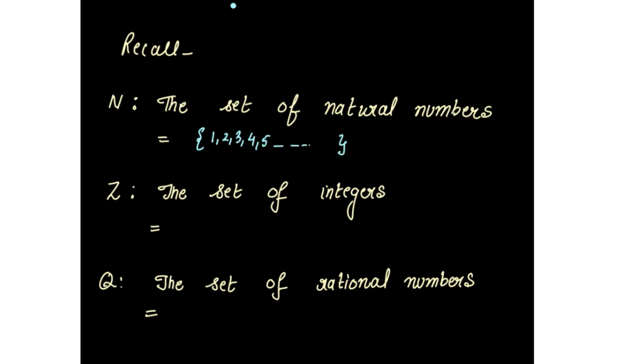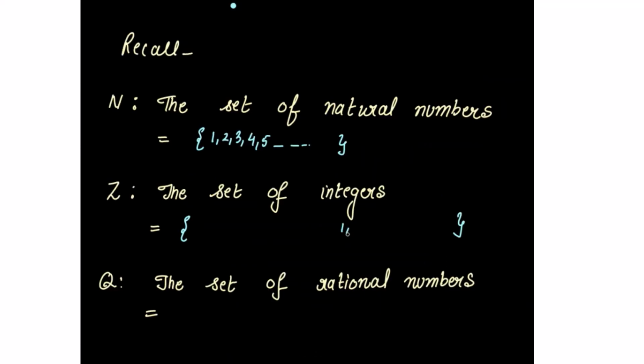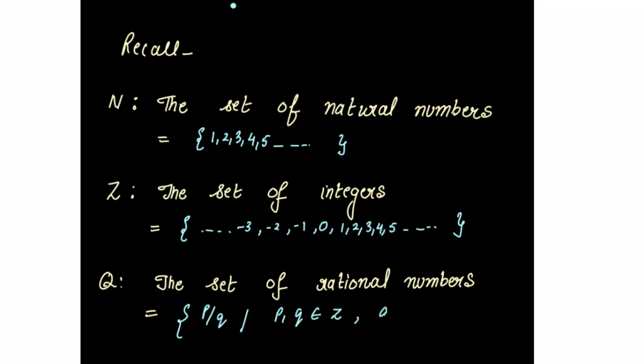Then there is the set of integers, denoted by Z, and it is the set containing the positive natural numbers and so on, and also the negative numbers and so on, including 0, right? Then there is the set of the rational numbers, denoted by Q, and it is the set of the kind p divided by q, such that p and q belong to the integers, where q is non-zero, right?